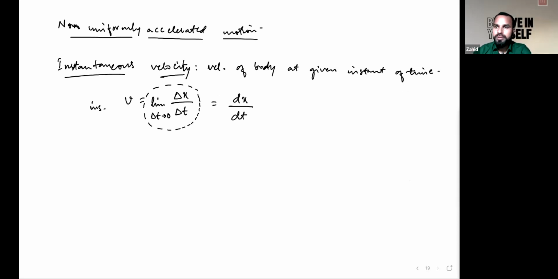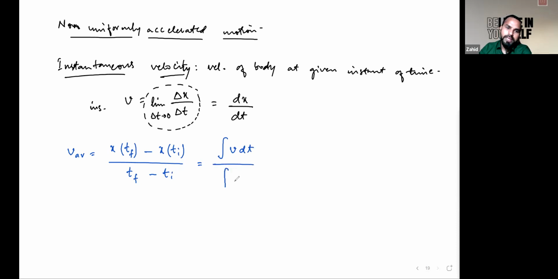For any quantity to be instantaneous, just differentiate it and then put the value in the required expression, and you will get the instantaneous value of that physical quantity. Similarly, average velocity is equal to net displacement over time taken, so it will be x final minus x initial divided by t final minus t initial. If velocity is a function, average is v dt integration divided by dt integration. This is how we calculate instantaneous velocity and average velocity.